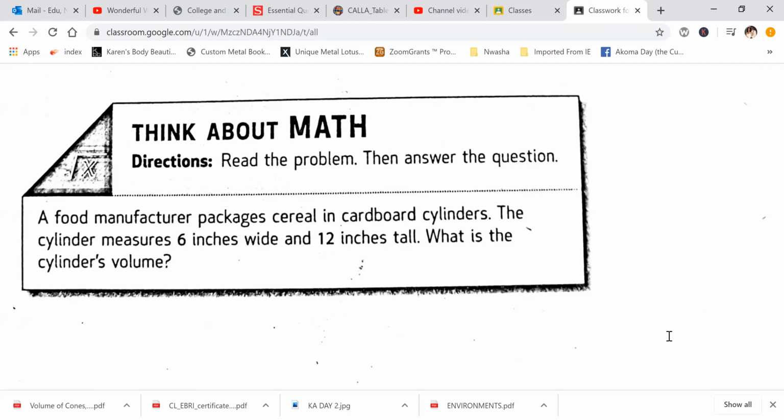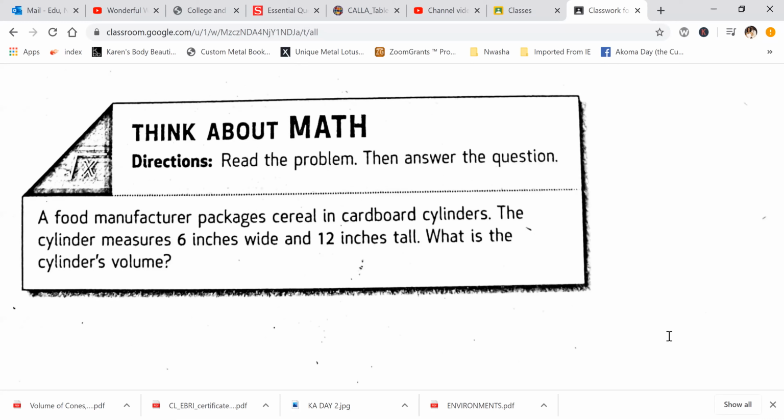So for this one, we're still at a cylinder. So we want to pick out the formula. And what it said is that the cylinder measures 6 inches wide. So what does that mean, that the cylinder measures 6 inches wide? That's the diameter.